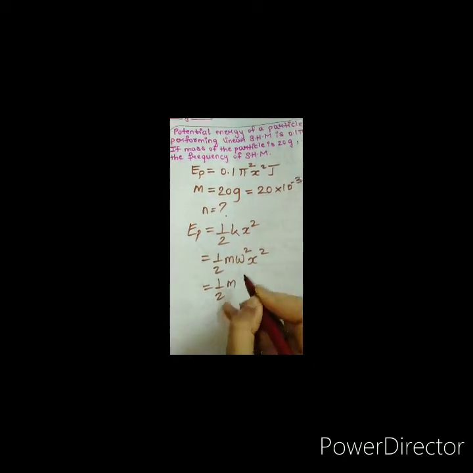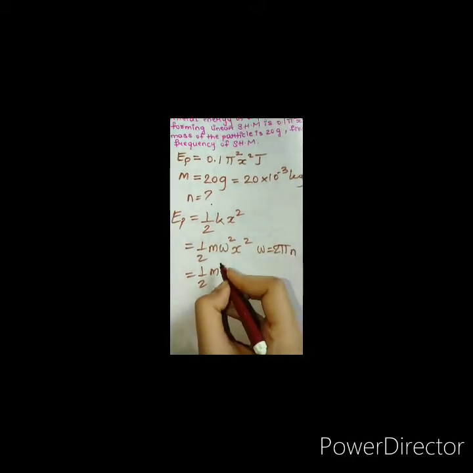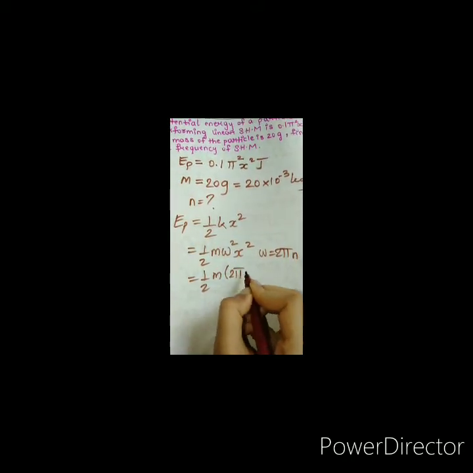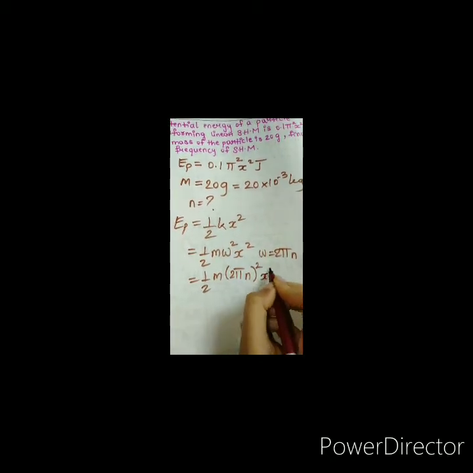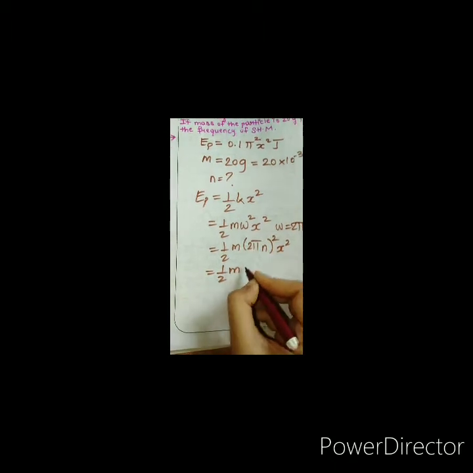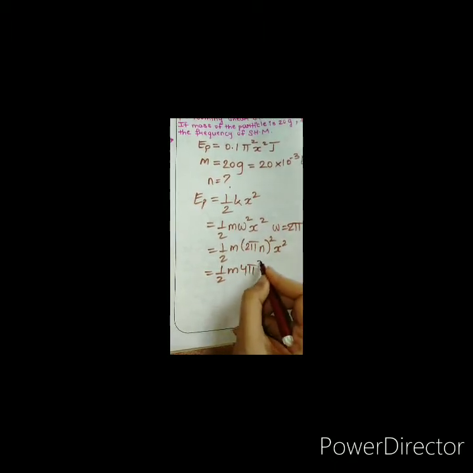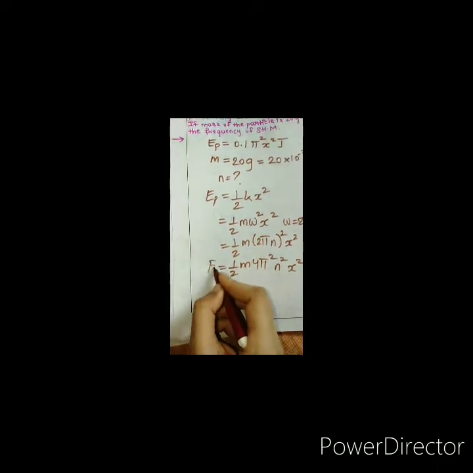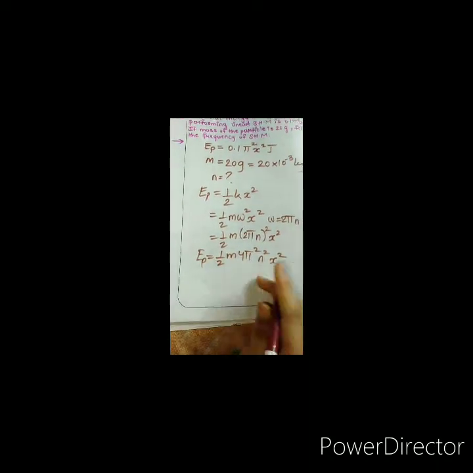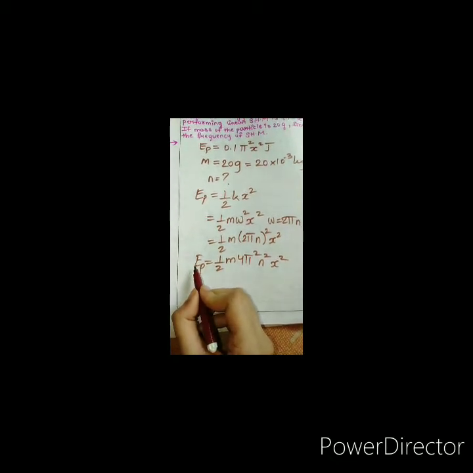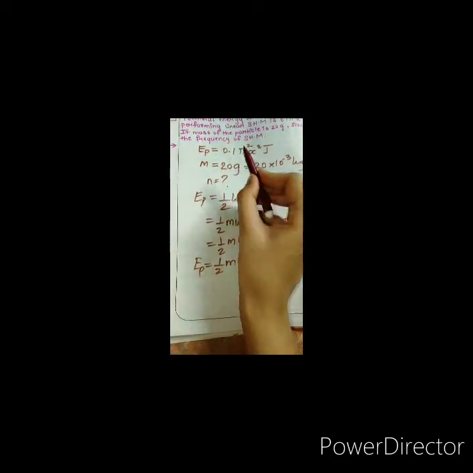Now half m, what is omega? Omega is nothing but 2 pi n. So we will substitute in place of omega. I'll write 2 pi n the whole square x square. Now half m, 2 twos are 4, pi square n square x square, and here we have potential energy. Now let's check, we have all the terms available with us. Yes, what is EP? That is potential energy, that is 0.1.